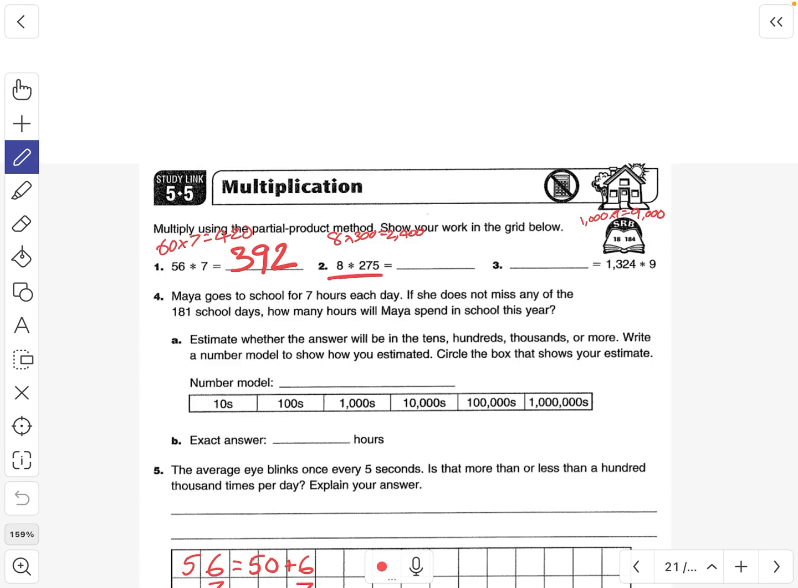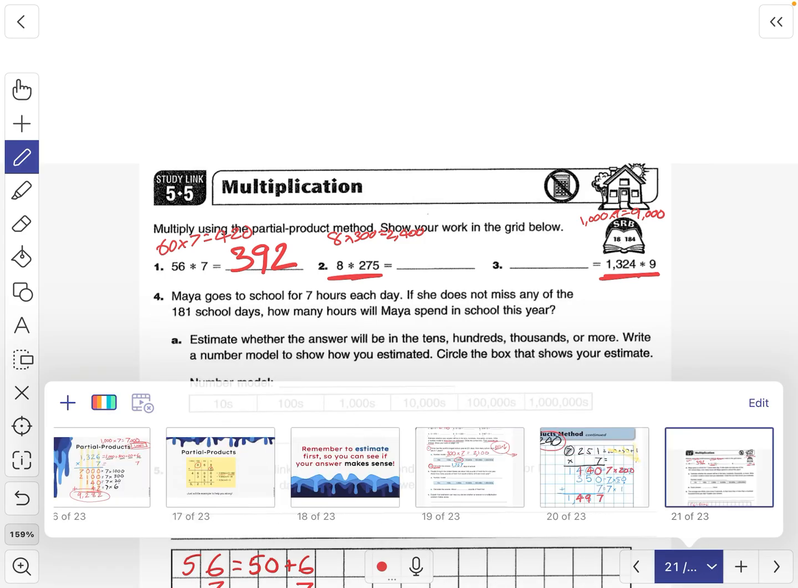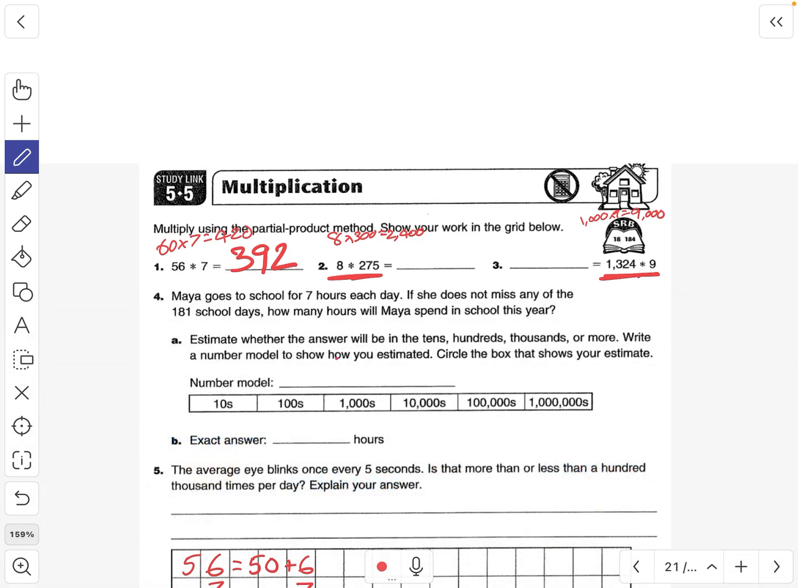You're going to go ahead and do this one, and this one. And then you're going to do number 4. And number 4 is the bigger problem. Oops. Let's get rid of that. Okay. So Maya goes to school 7 hours each day. If she does not miss any of the 181 school days, how many hours will Maya spend in school this year?